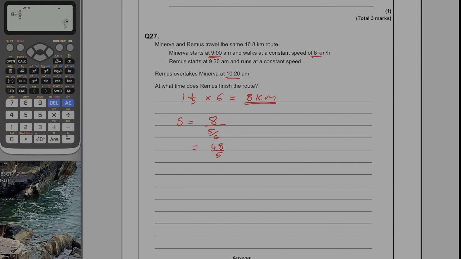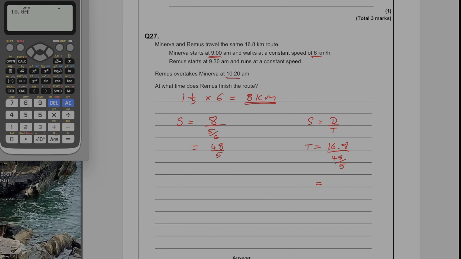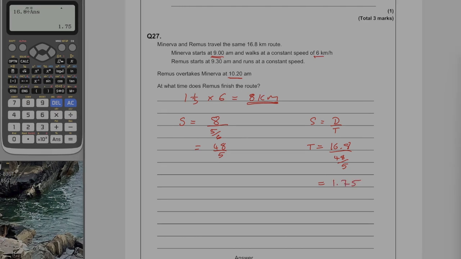And then we want to find out the time that he takes running at that speed. So speed is equal to distance divided by time. We want his time, so the time will be equal to the distance, which would be 16.8, divided by his speed, which is 48 fifths. So the time that he takes is going to be 16.8 divided by my last answer, so 1.75. So that is 1 hour and 45 minutes.